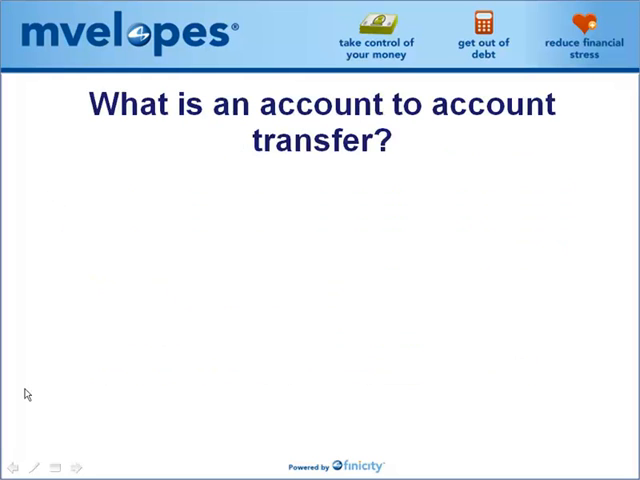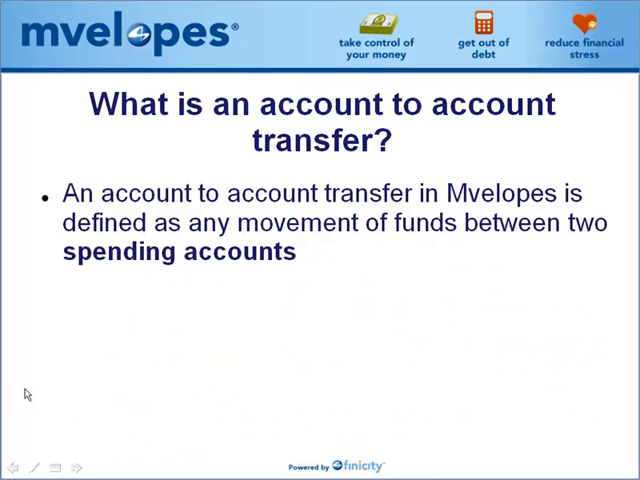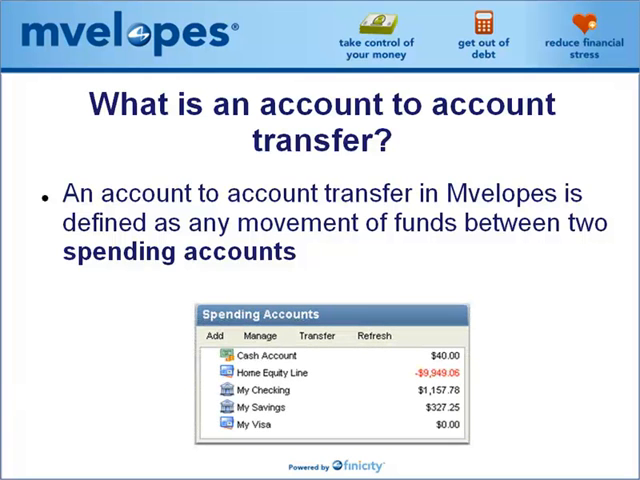It is important to define an account-to-account transfer. In Mvelopes, an account-to-account transfer is any movement of funds from one spending account to another. Spending accounts are any accounts displayed in the spending accounts register, such as the ones listed in the example on your screen. Notice the account types can be cash, checking accounts, lines of credit, savings accounts, and even credit cards.